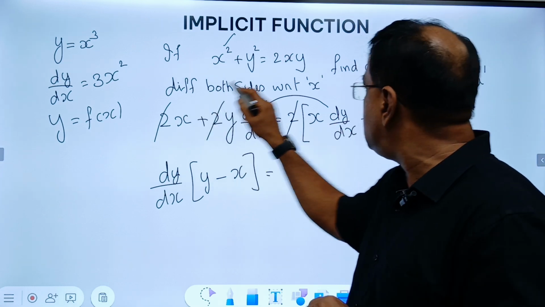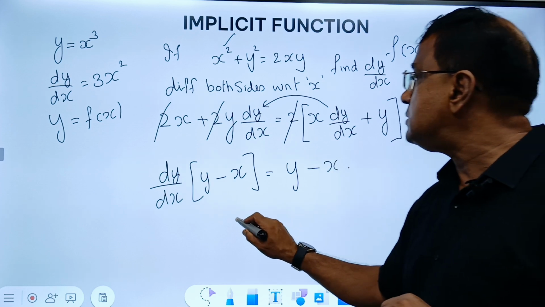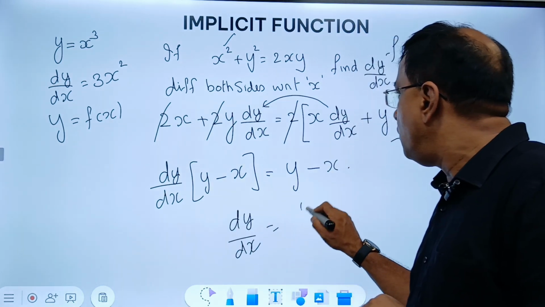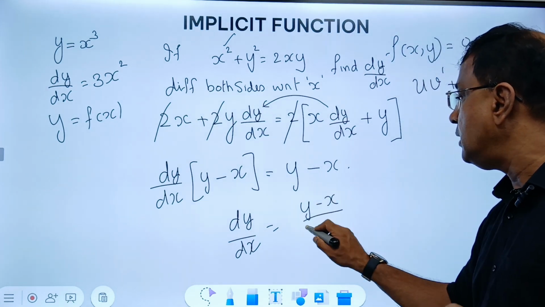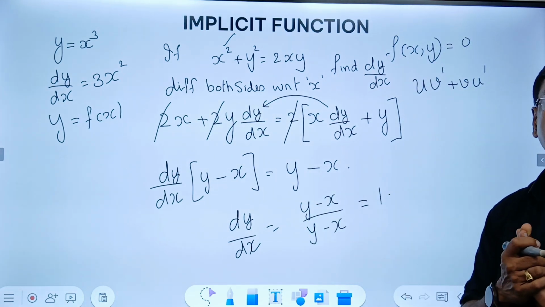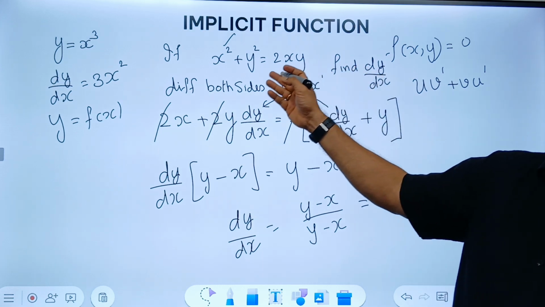If I take this to the other side, what happens? It will become minus x. So what is dy by dx? Dy by dx will be y minus x divided by y minus x. So obviously it is 1. Very, very simple. I took a very simple question.